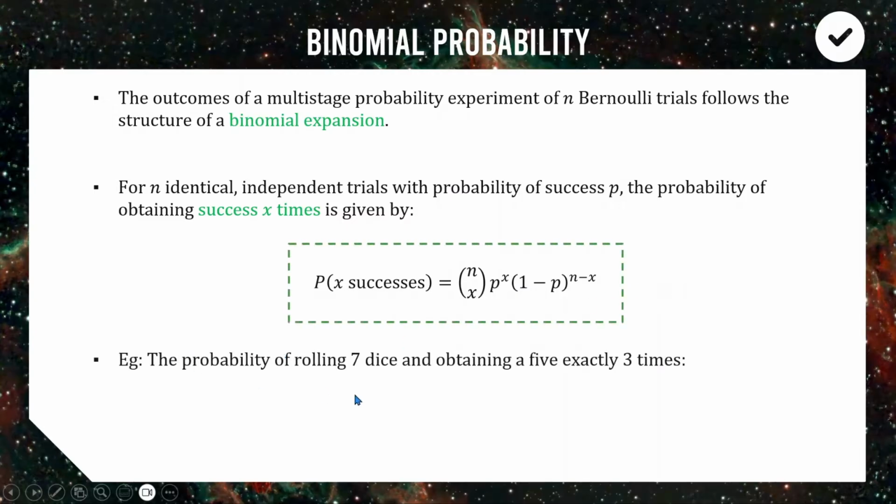If I wanted to find the probability of rolling a die 7 times, or rolling 7 dice, and I want to find the probability of seeing 5 exactly 3 times. Well, 5 has a 1 in 6 chance, and I want that to happen 3 times, which means I need failure, which is not a 5, which is a 5 in 6 chance. I need that to happen 4 times. The number of ways I can arrange 3 successes out of 7 trials is 7C3.